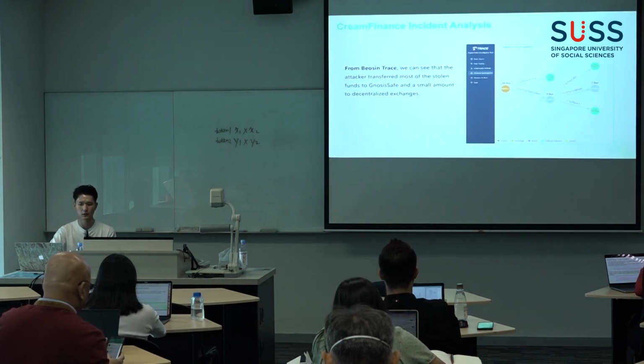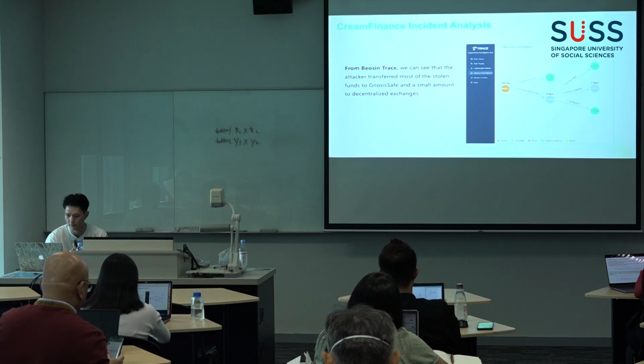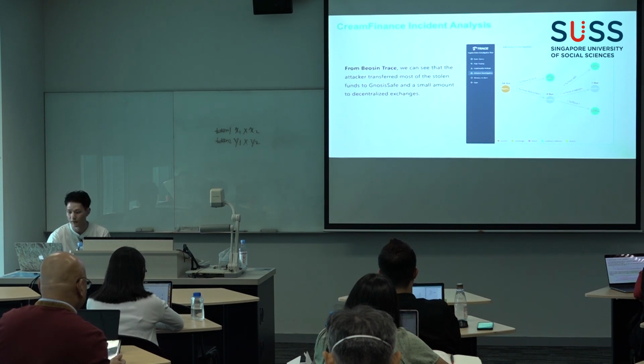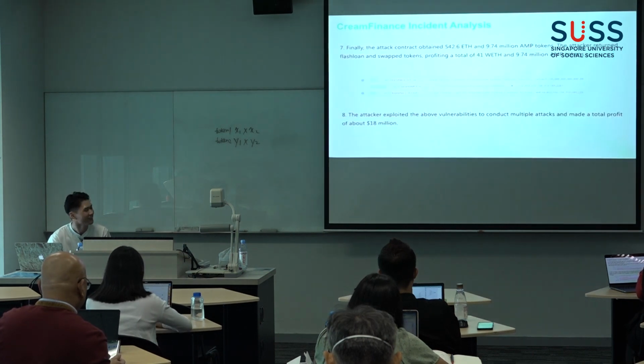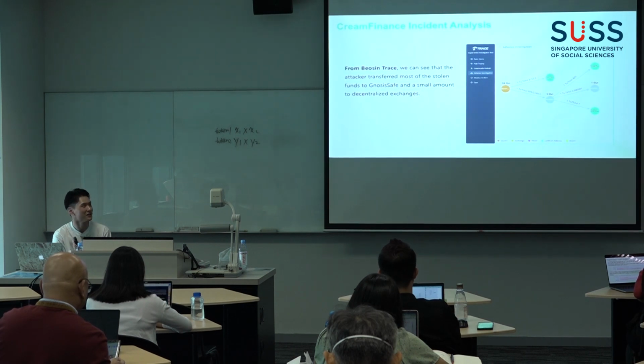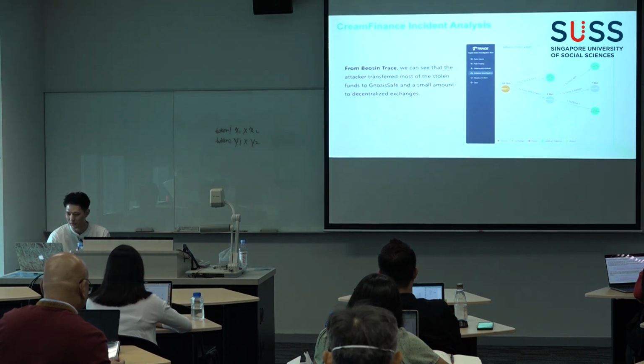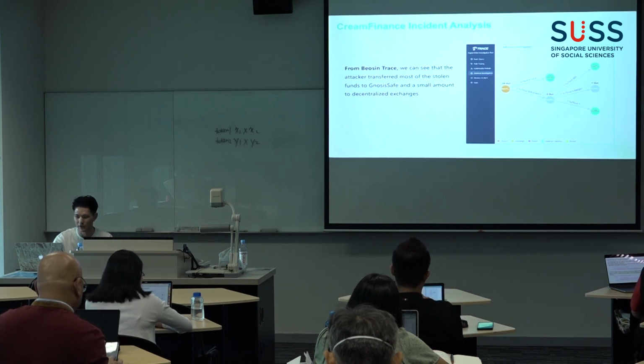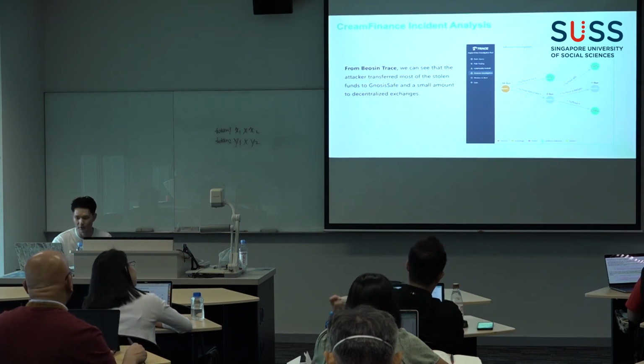In our trace diagram, we can see that the attacker transferred most of the stolen funds to Genesis safe and a small amount to a decentralized exchange. Same as the last incident, the attacker was never caught. The crypto ecosystem is full of such examples. Still, it's valuable that we provide this trace diagram to law enforcement and other exchanges, because a lot of those assets still remain in the original address and have not been cashed out yet.